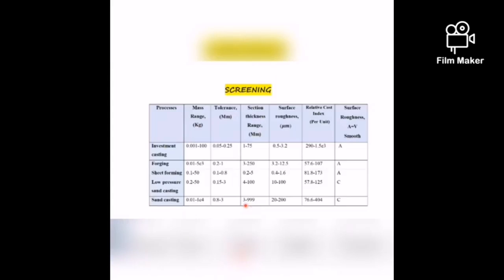After the translation process, we do the screening process, in which we list out a few processes that can manufacture the titanium alloy. At the same time, in the screening process, we find out all of the characteristics of each process from the CES EduPack. So this is what we got from the CES software.